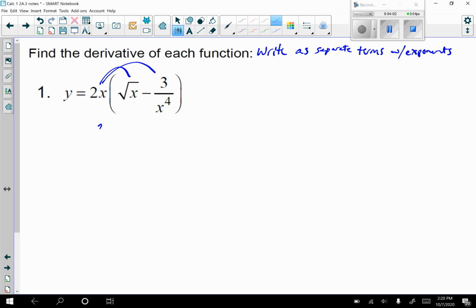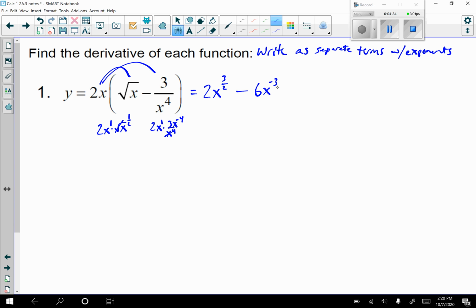So how do we do 2x times root x? Well, that root x is x to the 1/2. And you add exponents together, 1 plus 1/2. So this is 2x to the 3/2 minus, now we got to do 2x times 3 over x to the 4th. That x to the 4th is x to the negative 4th. Remember, any fraction, write as a negative, and now multiply. 6x, and when you add together, you get negative 3.